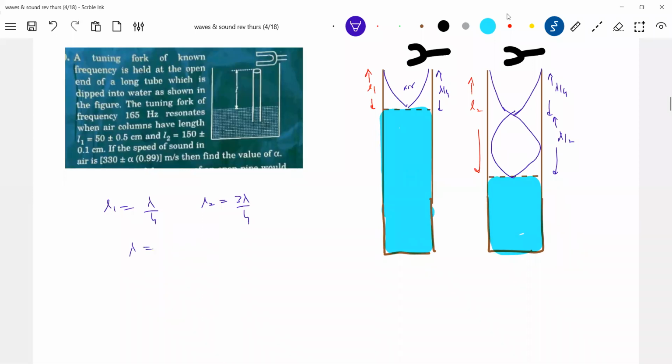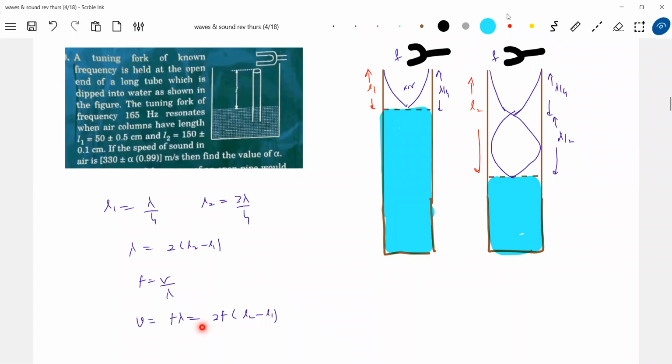So this lambda should be equal to, there's a general formula, you know it. What is f equal to? v by lambda. So lambda, what can we write it as? We know speed of sound is v equal to f into lambda. So therefore v equals 2f (L2 minus L1). Let's get into the mathematics involved here.